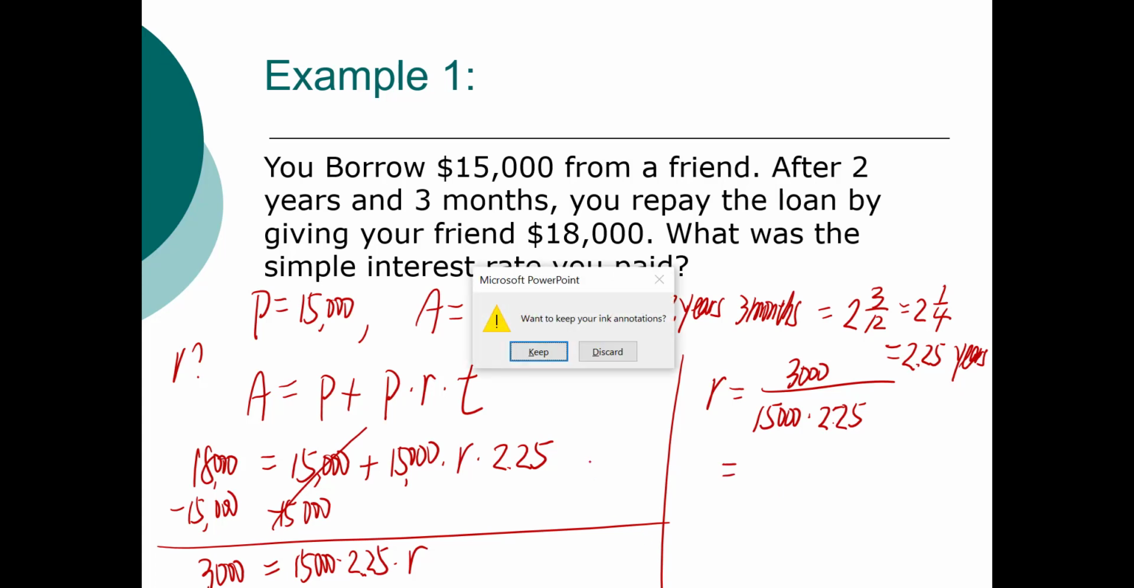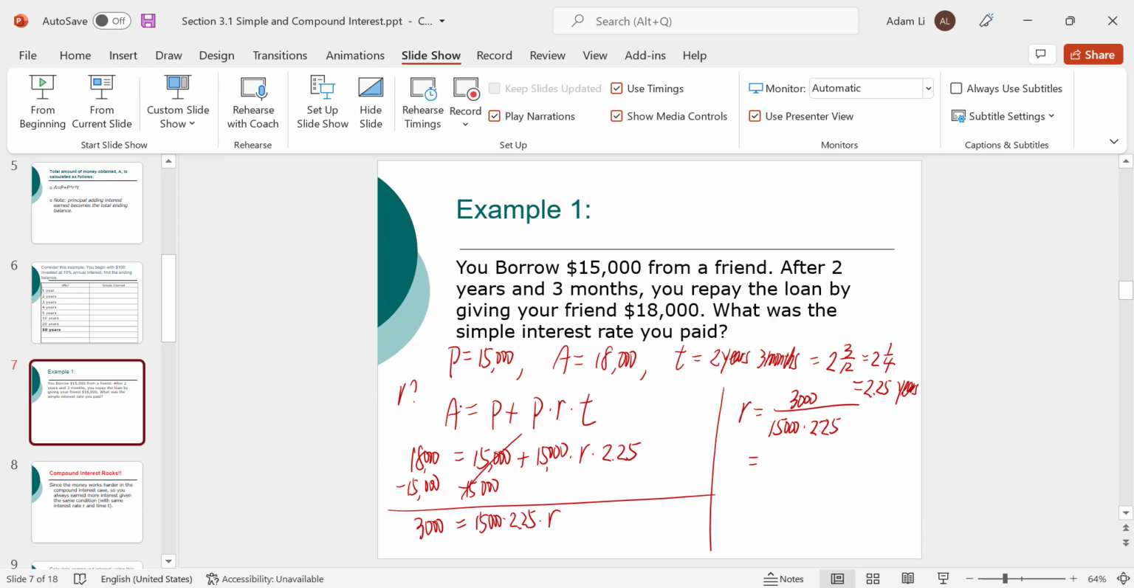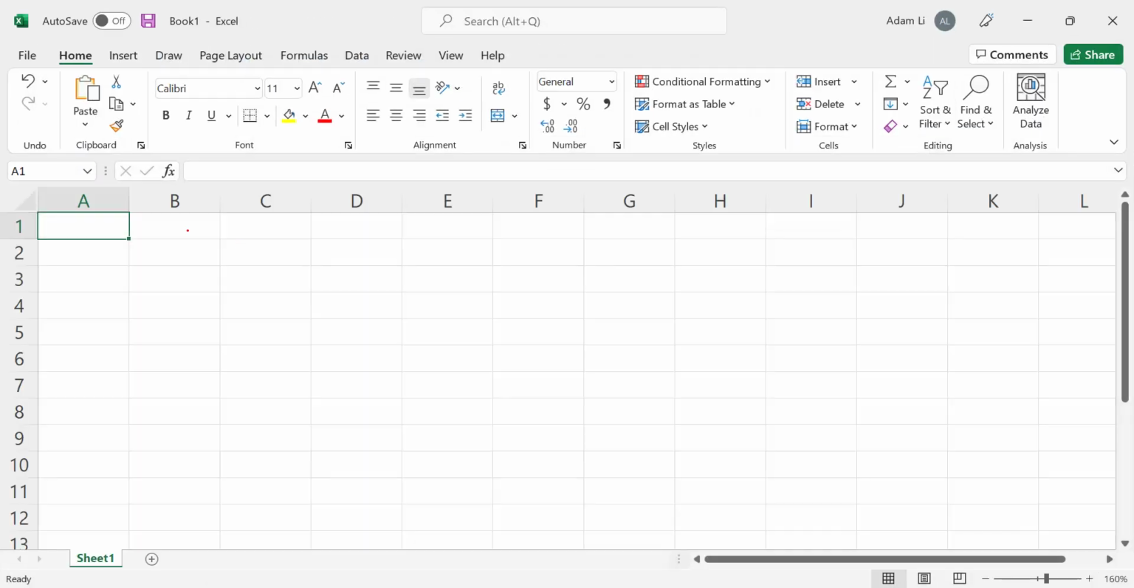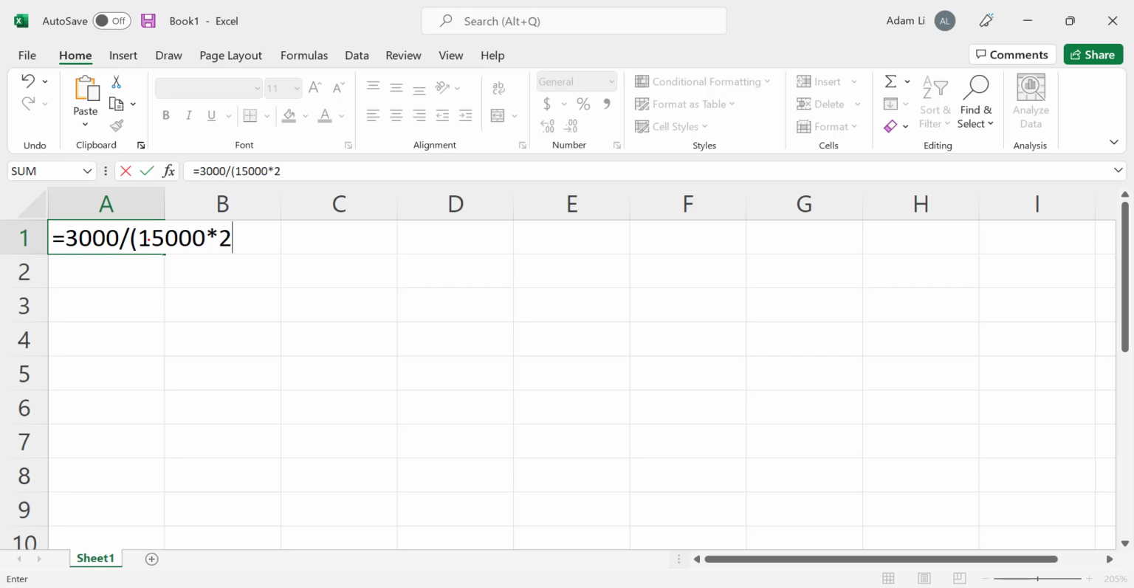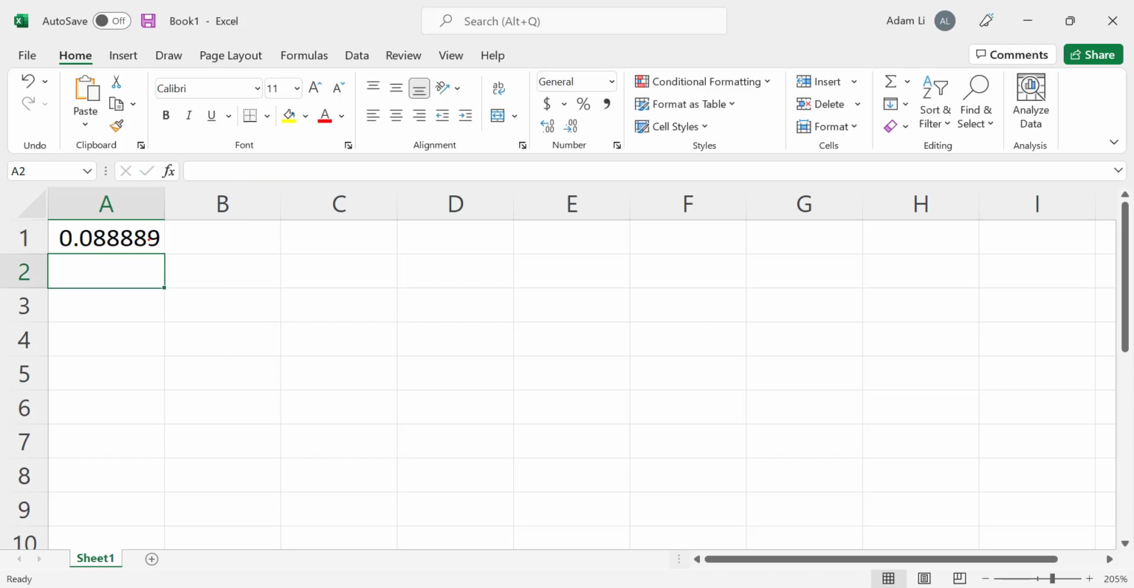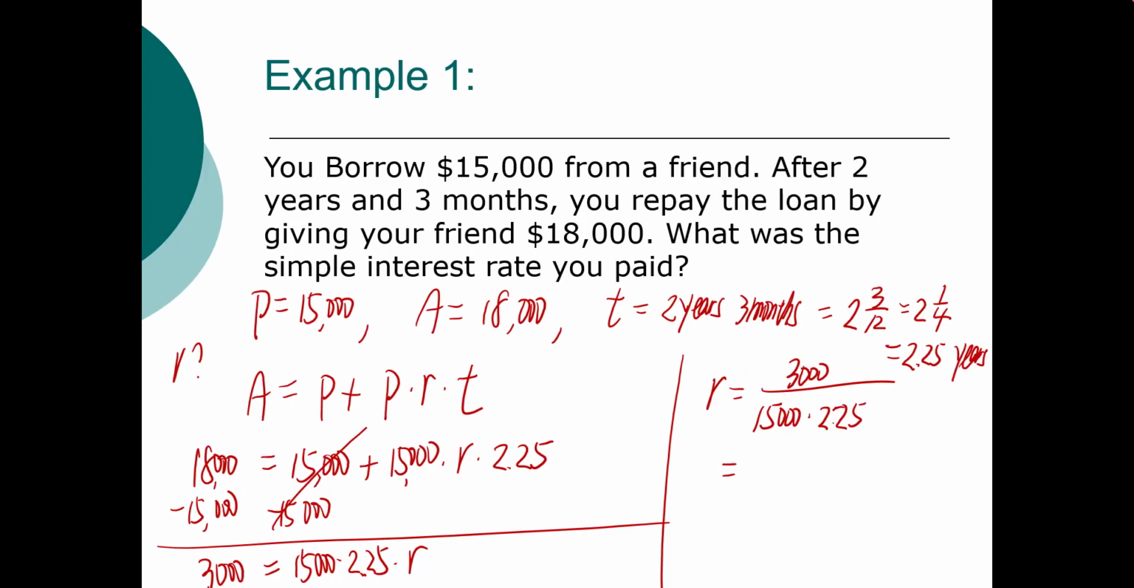So we're going to get a rate here. Again, we can use Excel. I'm going to show you how to get this in Excel. So 3,000 divided by 15,000 times 2.25. And we end up with, approximately, to four decimal places, 8.89%. So yeah, you're paying your friend 8.89% interest. So this is approximately equal to 8.89%.